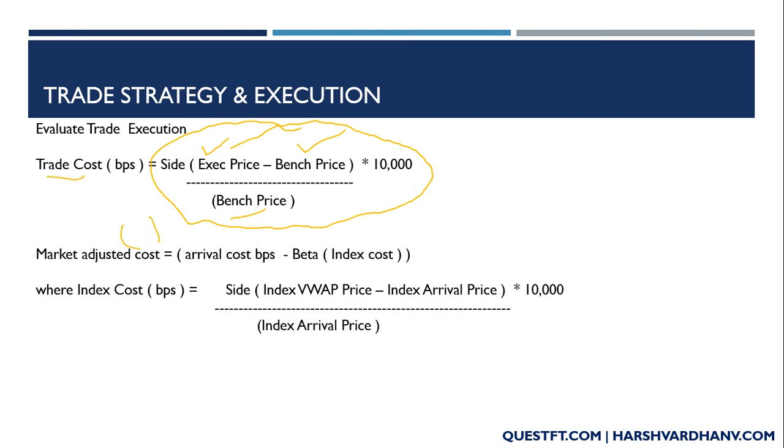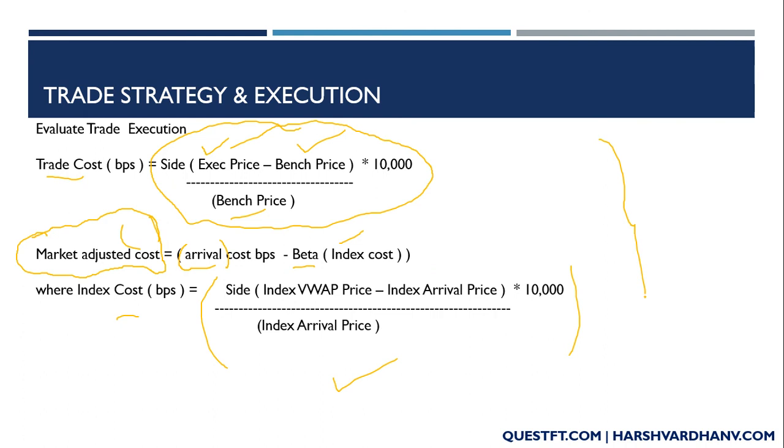The second is the trading cost. This is the market adjusted cost. The market adjusted cost is basically due to the movement of the market, the systematic risk, right? That is why we have beta over here. It is the arrival cost, basically the price which is going on at the time of your investment, minus the beta of the index cost. And index cost has this formula, which is again based on the VWAP price.